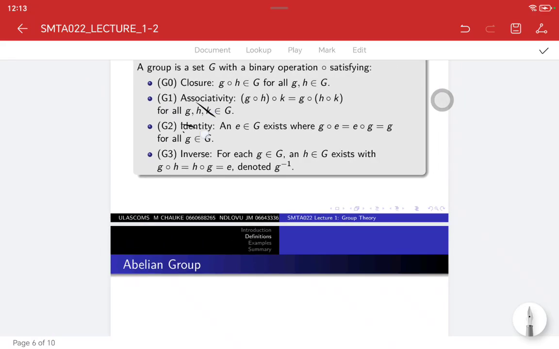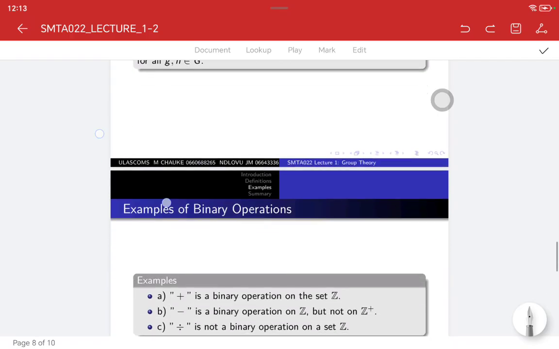If one of these is not satisfied, it's not a group or an abelian group. So if there's no identity, there can't be an inverse. These two, actually, the inverse depends on the identity. If there's no identity, it means that there won't be an inverse. So be certain of that.